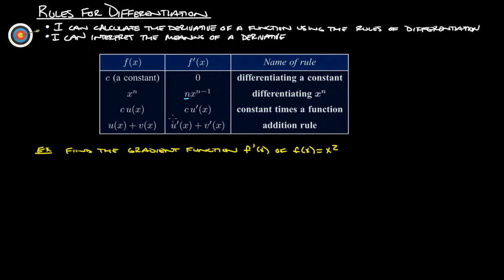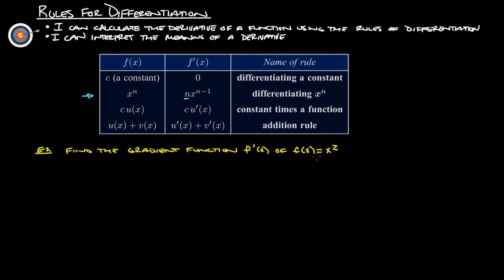Okay? And if you happen to have a constant times a function, you can simply take the derivative and then still multiply it by the constant. And then there's this addition rule, and we'll take a look at that a little bit down the road. But what we really want to do is focus in on differentiating x to the n and a constant. That's going to be kind of the big business here.